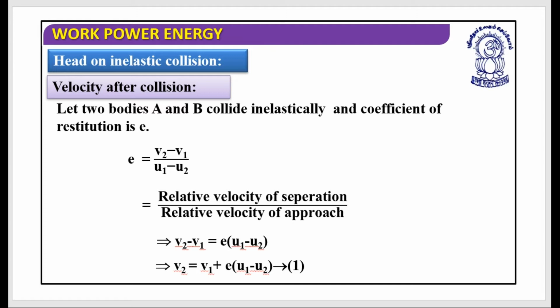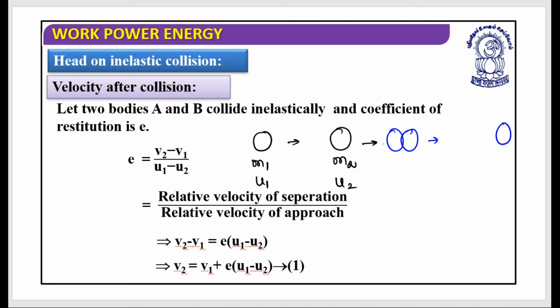When I say head-on collision, let's suppose a first object m1 is moving with velocity u1, and another object m2 is moving with velocity u2. These two are moving in the same direction. They are going to collide somewhere, and after that they are moving with different velocities, v1 and v2. This is m1, this is m2. And one more thing, this is an inelastic collision.